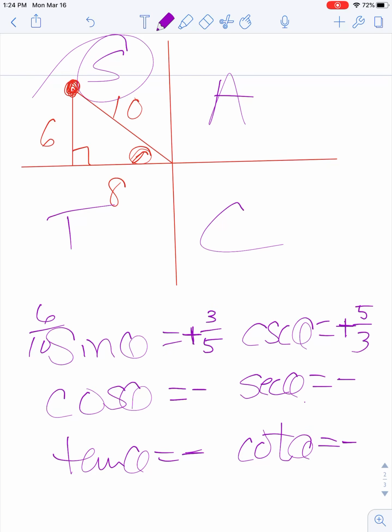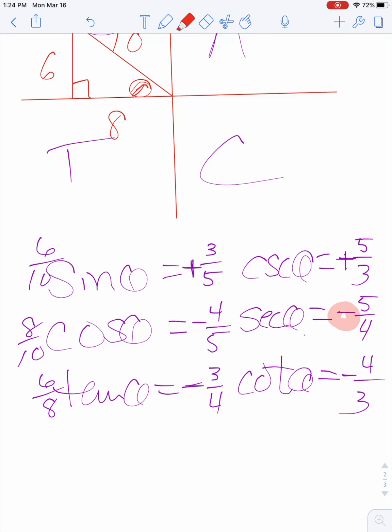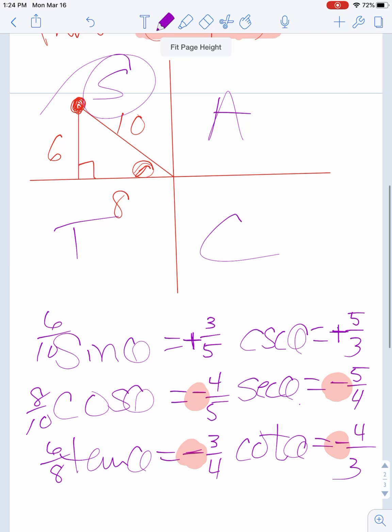Don't forget, cosine is adjacent over hypotenuse. I reduce that, and of course it's negative. Take the reciprocal. Tangent is opposite over adjacent. Again, I reduce and take the reciprocal. All Students Take Calculus. Four trig functions will be negative, and the other two will be positive. Which ones are positive? The sine, because we're in the second quadrant.